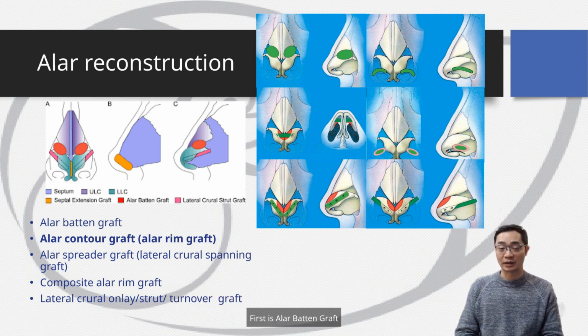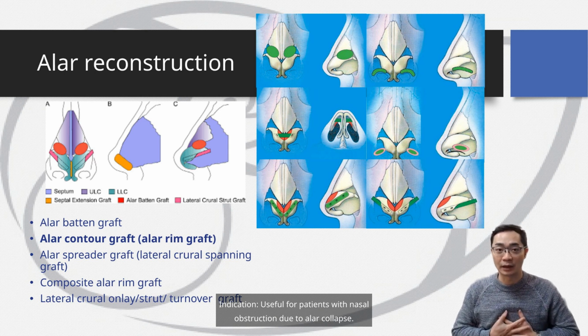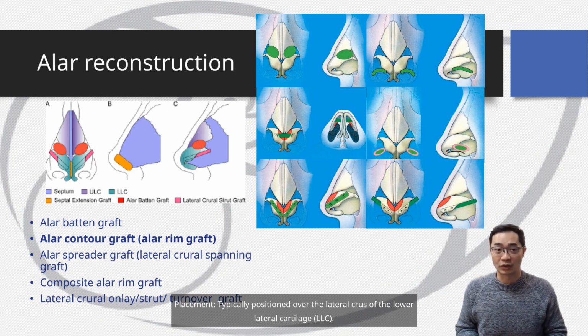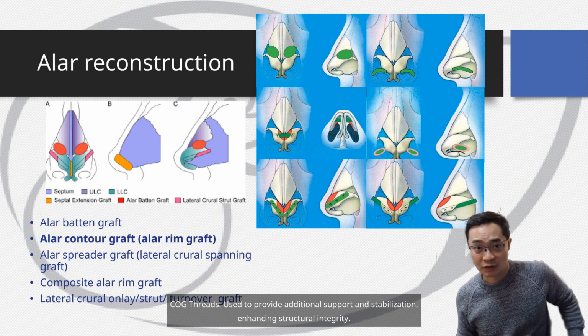Purpose: reinforces the lateral nasal wall to prevent nasal valve collapse. Indication: useful for patients with nasal obstruction due to alar collapse. Placement: typically positioned over the lateral crus of the lower lateral cartilage, LLC. COG threads are used to provide additional support and stabilization, enhancing structural integrity.